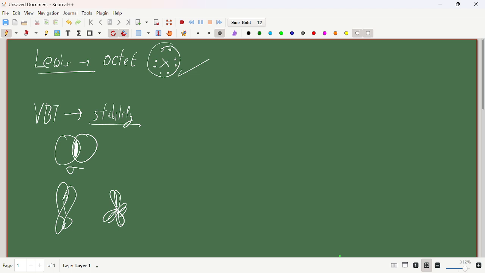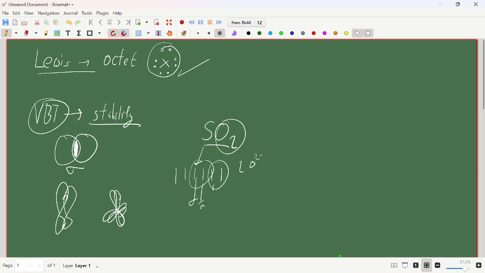Let's suppose we take a molecule like SO2. So the VBT considers it very simply. SO2, sulfur has 6 valence electrons. Oxygen, there are 2 oxygen atoms with a valency of 2. So they will take 2 electrons each: 1 sigma, 1 pi, 1 sigma, 1 pi, and the 2 left are lone pairs. So this is how the VBT presented the molecule of sulfur dioxide. So this is the actual structure.